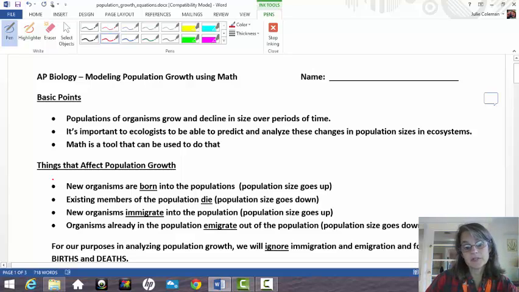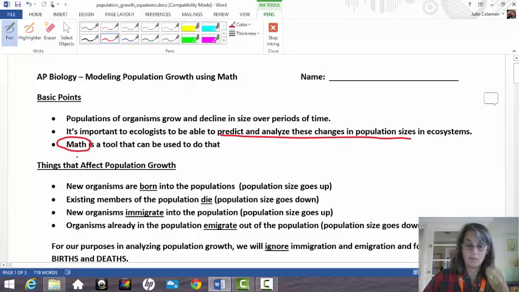But what you really need to do is understand this material and then use it to solve some population biology problems. So your basic points, predicting and analyzing changes in population sizes. Math is the one tool we have where we can really use that to help model what is happening or what might be happening in an ecosystem, and make predictions for the future, which is, again, very valuable to be able to do.